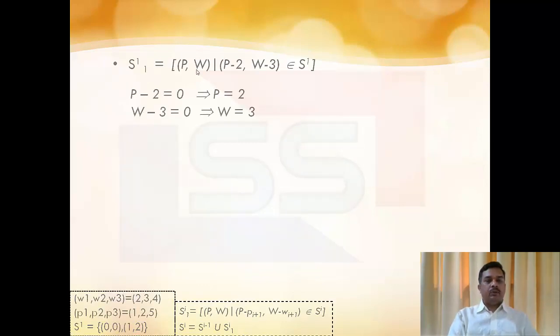Let us try to find S_1^1. Again, it is a PW pair. The item supposed to be in S^1: the second pair is 2 and 3. Profit is 2 and weight is 3. So that's why P minus 2 and W minus 3. This pair is supposed to belong to S^1.